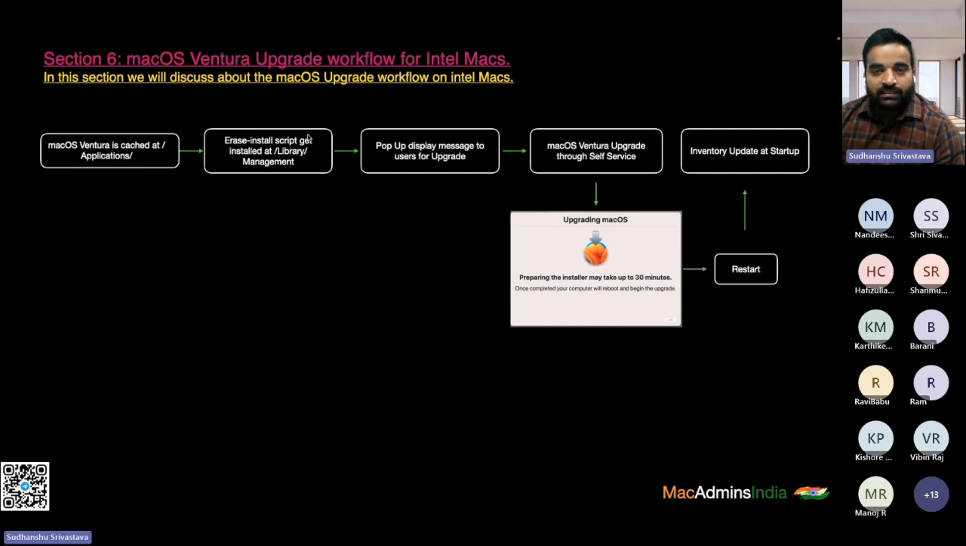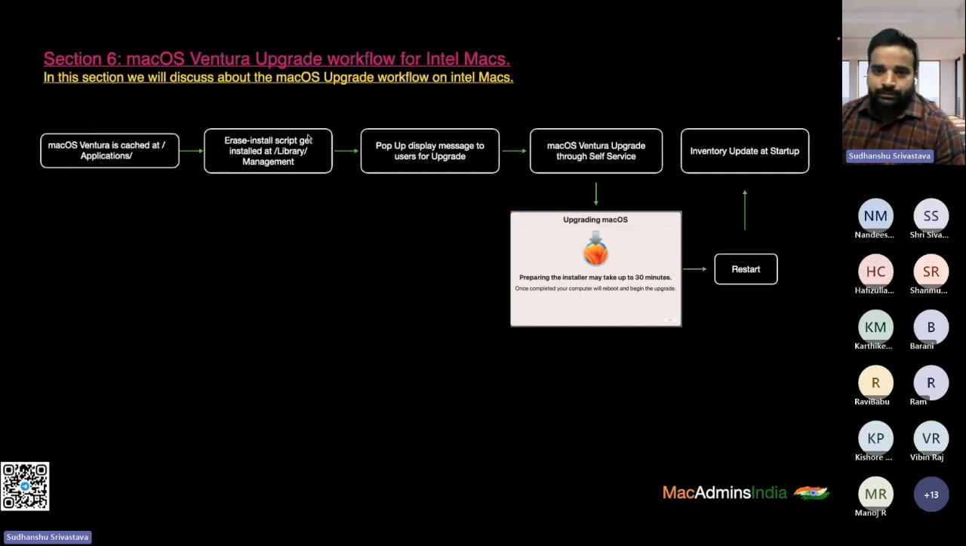Suppose it's not having any installer, I'm just giving an example. If it's not having any installer, then it will again go to step one: macOS Ventura needs to be cached, then it is installed. So this process will go on until your macOS is updated. It's an ongoing process.